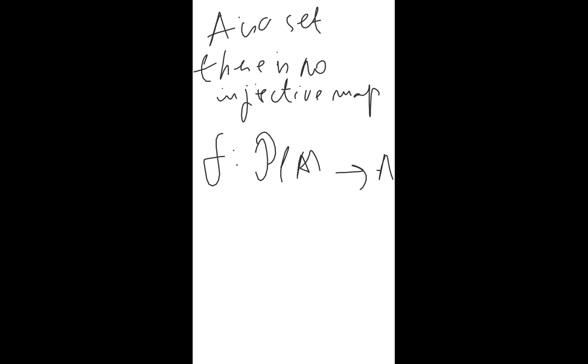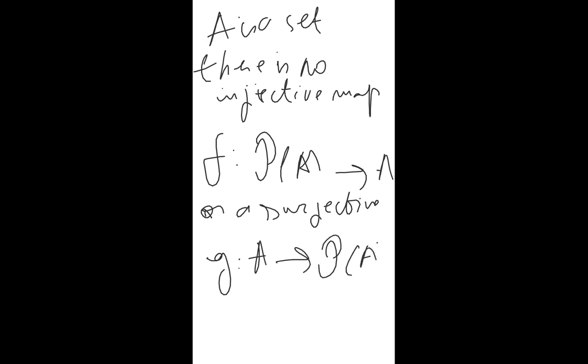And there is no surjective map G that maps from A to the power set of A. That is the last theorem of 1.7. And I guess we should stop now. And I'll do the proofs next time.